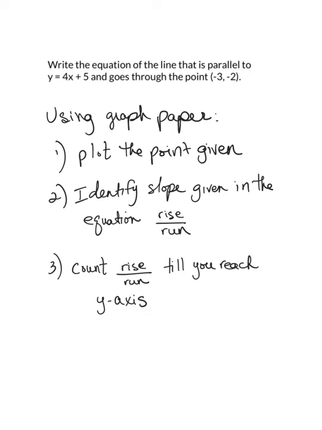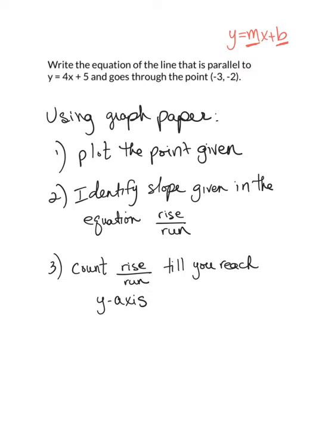Here we're being asked to write the equation of a line that is parallel to y equals 4x plus 5 and goes through the point -3, -2. Okay, so I'm going to show you how to write this equation using graph paper. Because remember, anytime we're graphing, the equation we're using is y equals mx plus b. So the two pieces of information that I need are my m, which is my slope, and my b, which is my y-intercept, or where the line crosses the y-axis.